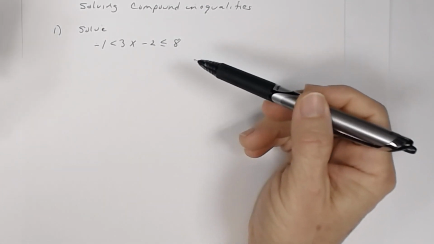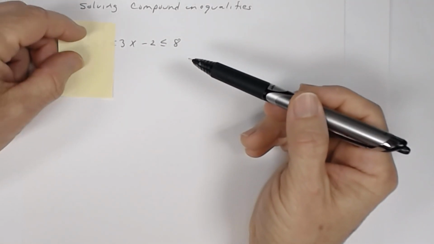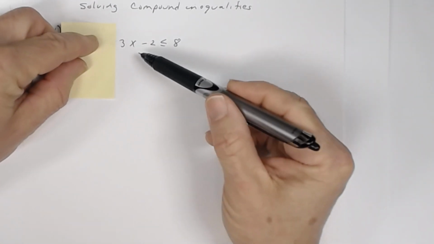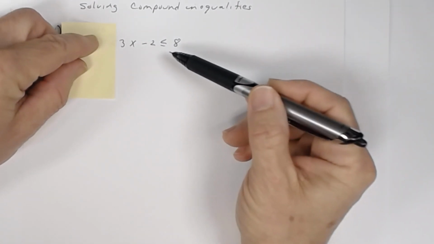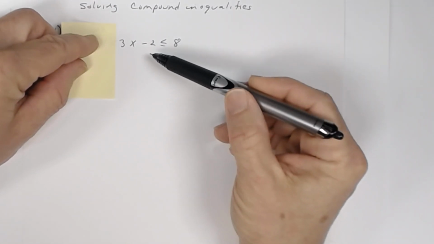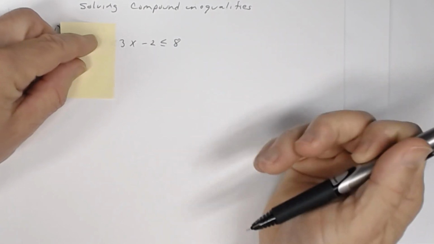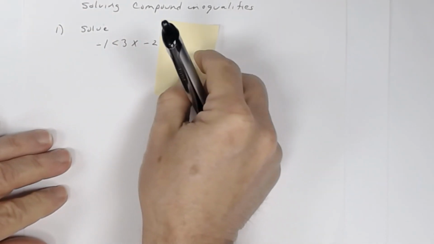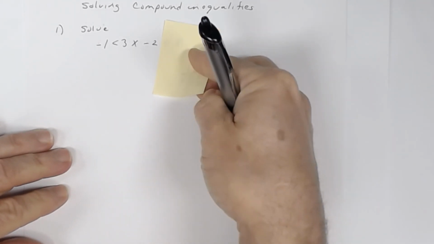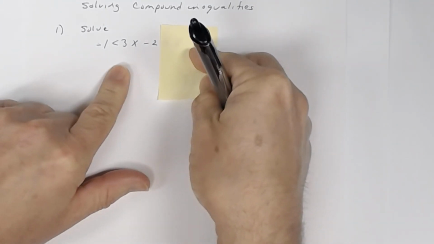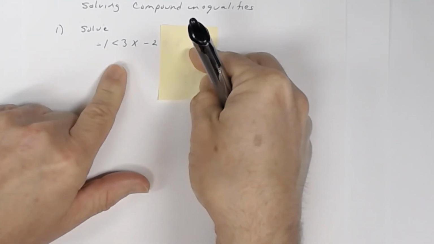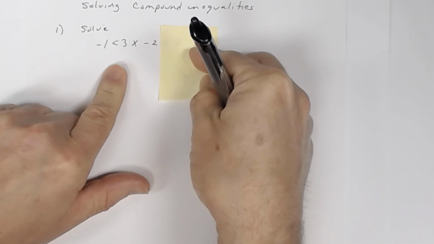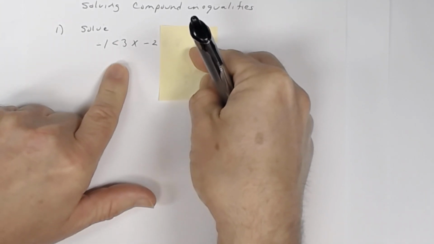One of the things I want you to notice is that if I covered this part up, then this would be a simple linear inequality that you solved before. Notice it's just one inequality symbol. If I were to cover this part of the problem, then you have that same situation. So you have a simple linear inequality that you solved previous lessons ago.